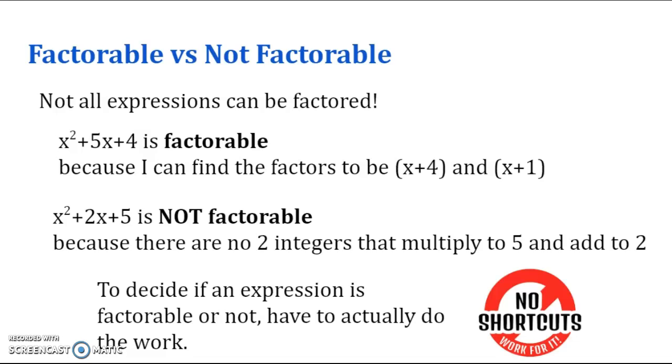X squared plus 2x plus 5, in this case, is not factorable because there are no two integers that multiply to 5 and add to 2. Remember, the last number is the product. I'm looking for two numbers that multiply to 5 and add to 2. So 1 times 5 gives a factor pair, but 1 and 5 do not add to 2. So there are no factors.